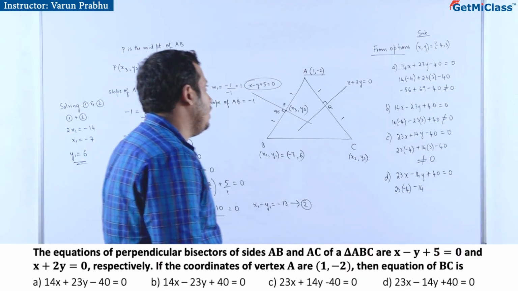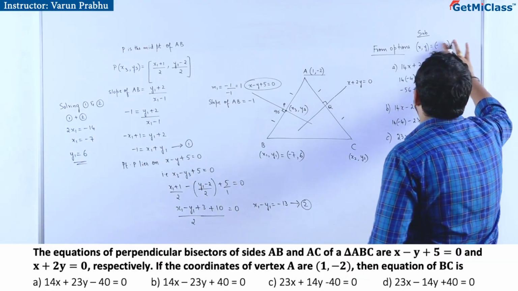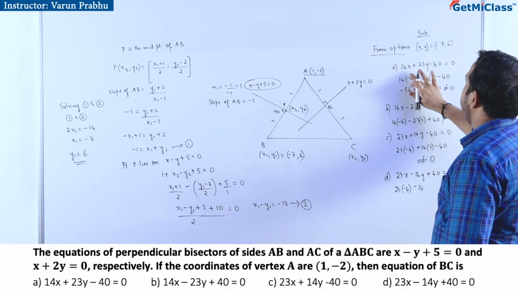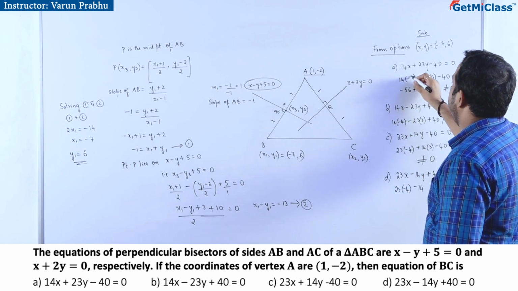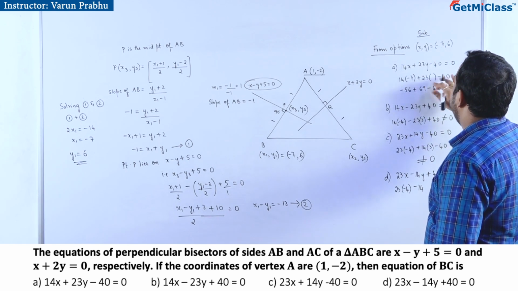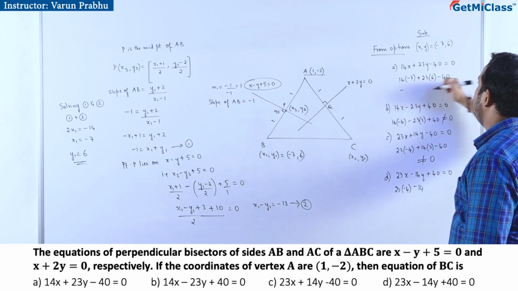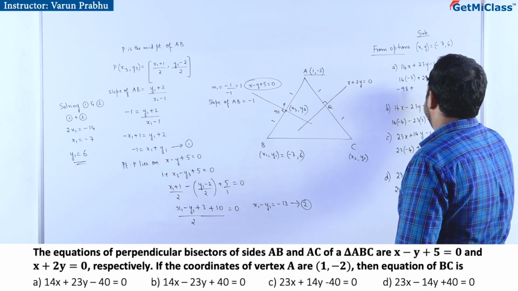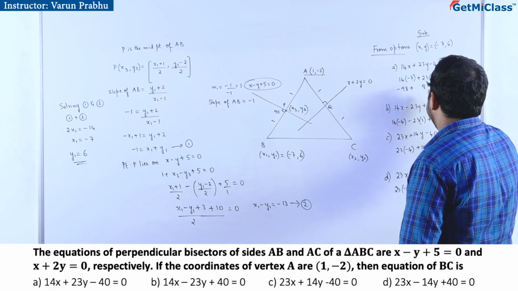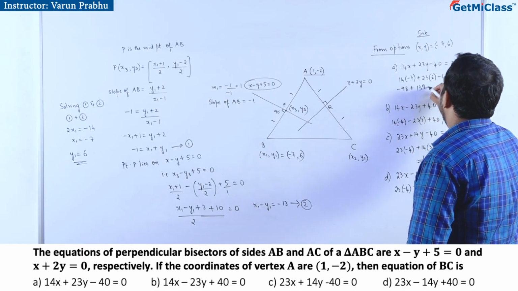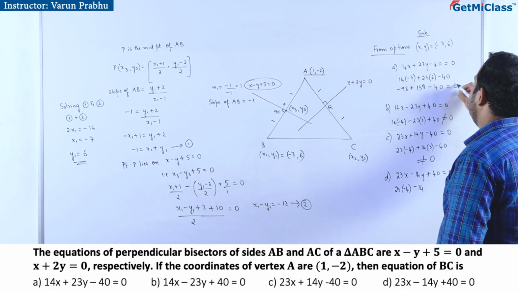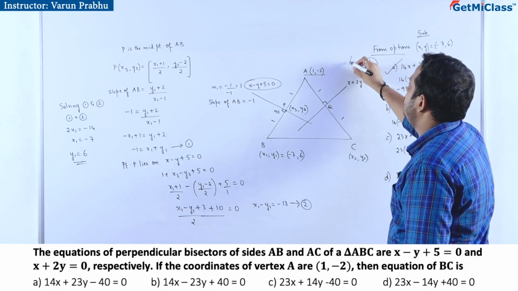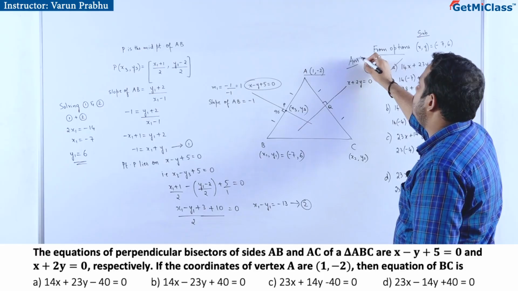Now if you substitute (-7, 6) in the first option, what do you get? 14 into -7 plus 23 into 6 minus 40. So tell me, how much do you get? -98 plus 138 minus 40, that is equal to 0. So what's the answer to the question here? The answer is option A.